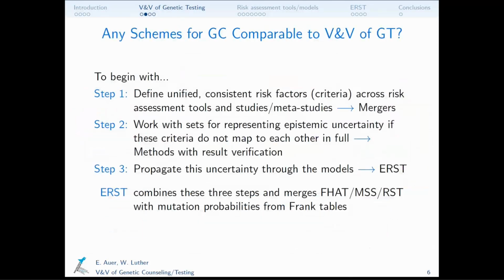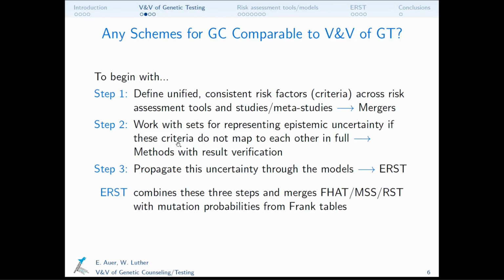So, are there any schemes for genetic counseling comparable to that I've shown you on the previous slide? Well, not really. And to begin with, we propose the following. First, we need to define unified and consistent risk factors or criteria across risk assessment tools and studies. And we will show how to do this, or the possibility to do this with the help of interval analysis, which we propose in the second step.